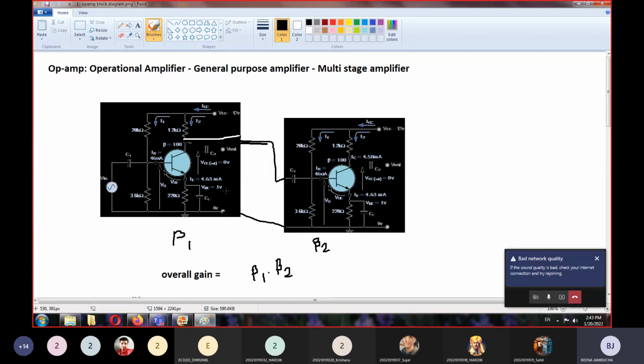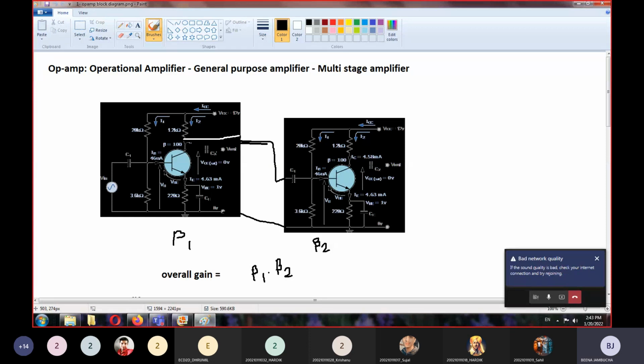And it is actually a multi-stage amplifier. So the difference between a single stage and multi-stage amplifier, you have studied in your second semester in basic electronics. It was looking something like this. It is the voltage divider bias single stage amplifier, right? So for example, let's say the gain of this amplifier is beta 1, and let's assume that the gain of this another amplifier is beta 2, right?